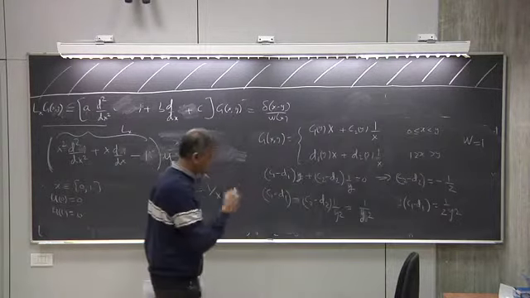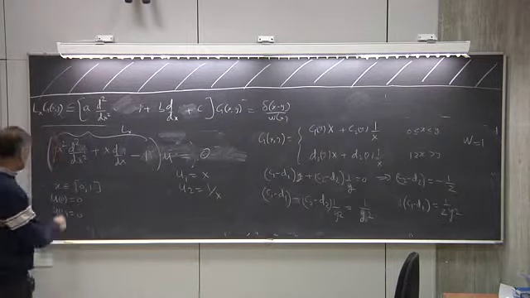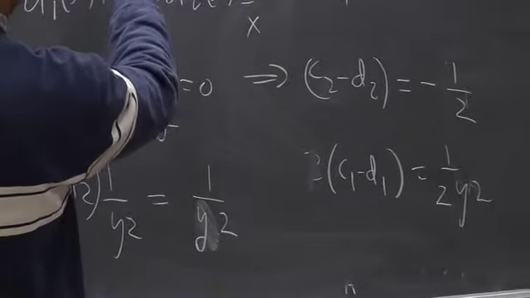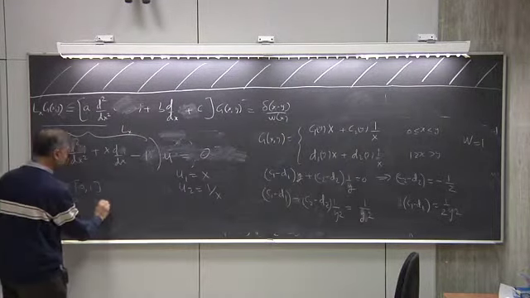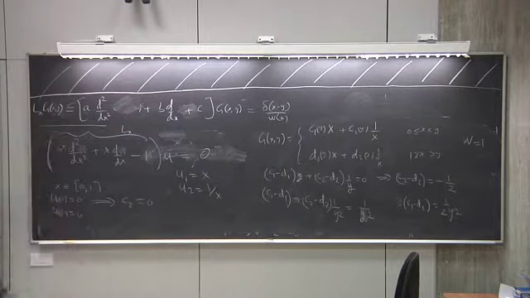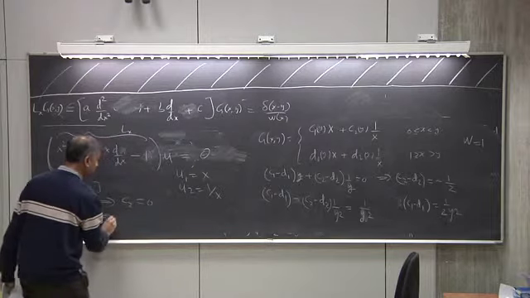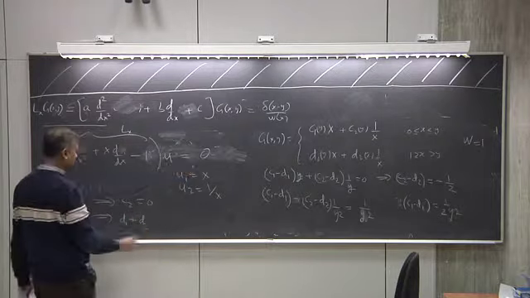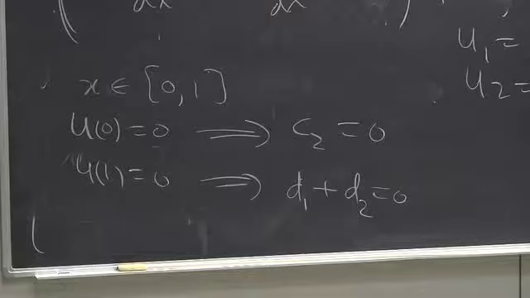Okay, so that's the condition. Now let's look at the boundary conditions. For this one, x equal to 0 is obviously in this region. So what we are saying is that at x equal to 0, this must be 0. That tells me that c2 must be 0. So this condition implies c2 must be 0. And then at x equal to 1, that is in this region, so you get here d1 times x equal to 1, so d1 plus d2, again 1 over x is also 1, so that should be equal to 0. So these are the conditions.